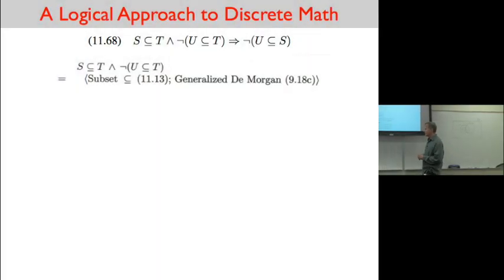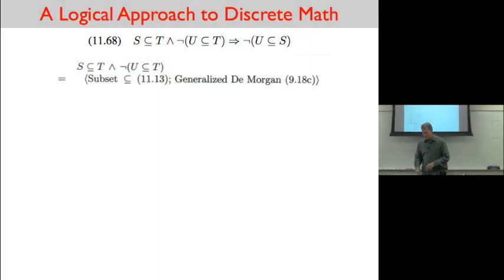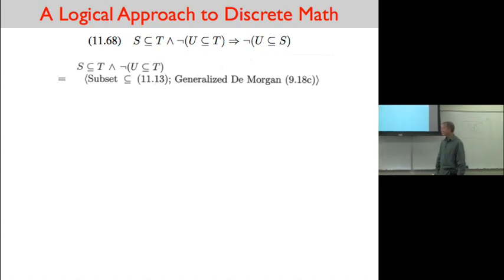I hesitate to start this because I think maybe we can do it. You've got 4 minutes. All right, so here it is. S is a subset of T, and it's not the case that U is a subset of T, implies it's not the case that U is a subset of S. We're going to start with the left, and we're going to get it to imply the right. Okay, so Rochelle, are you ready? You're up. Oh, you did? Oh, that's right, you did.